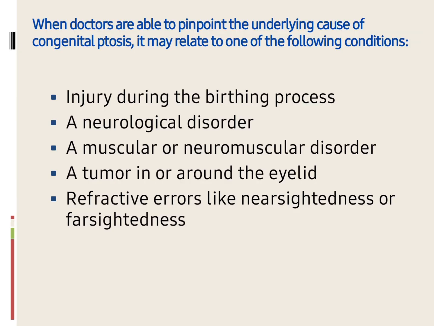When doctors are able to pinpoint the underlying cause of congenital ptosis, it may be related to one of the following conditions. It may be an injury, maybe during the birthing process, a neurological disorder, a muscle or neuromuscular disorder, a tumor in or around the eyelid, or refractive error like nearsightedness or farsightedness.